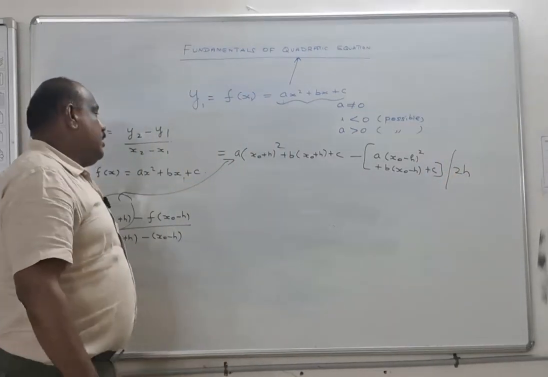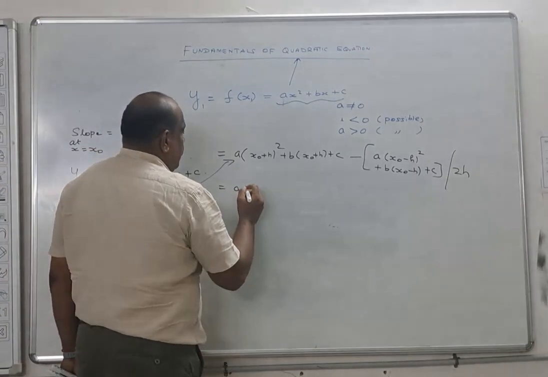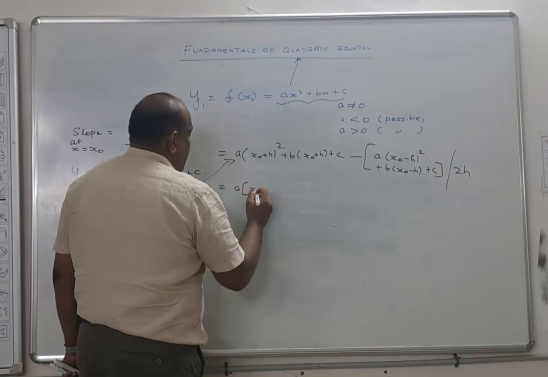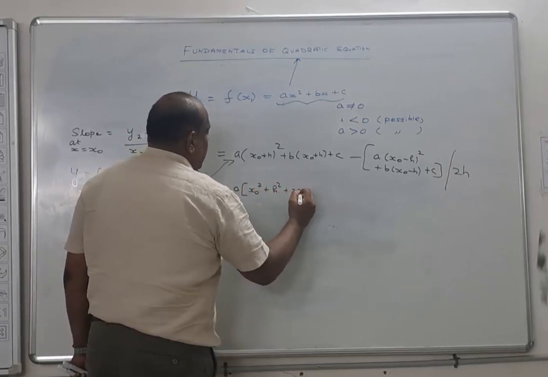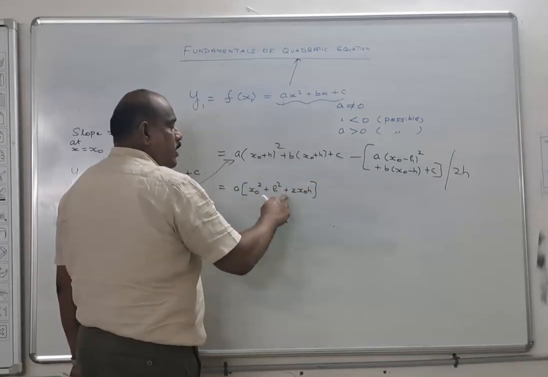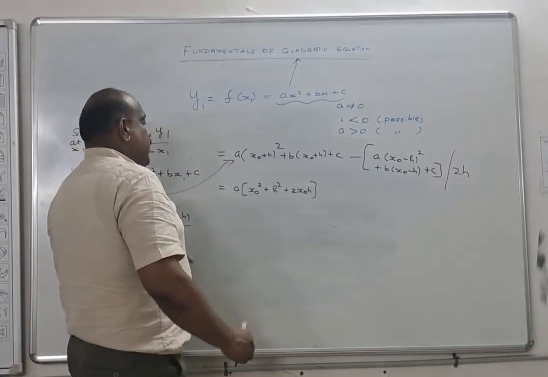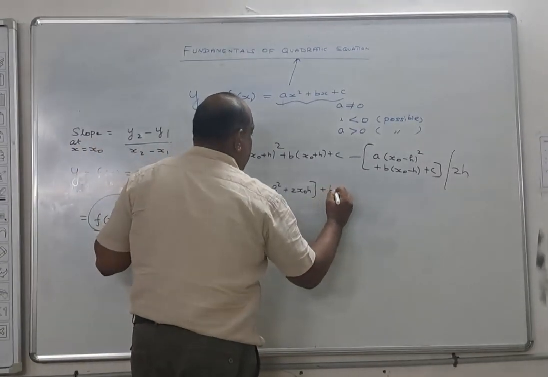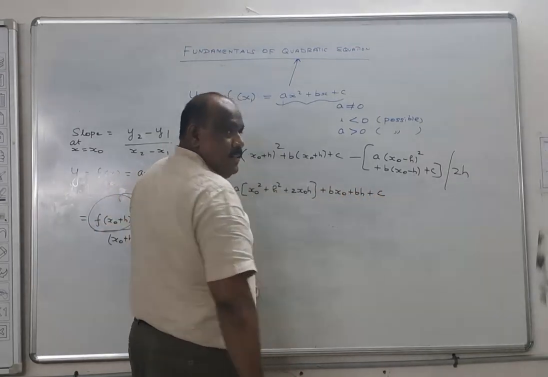I know the denominator is 2h. So as you told now, we can expand it. So it is a into x naught squared plus h squared plus 2 into x naught h, because you know the reason: a plus b whole squared equals a squared plus b squared plus 2ab. That's the reason we have expanded. Plus b into x naught plus b into h plus c. Isn't it?